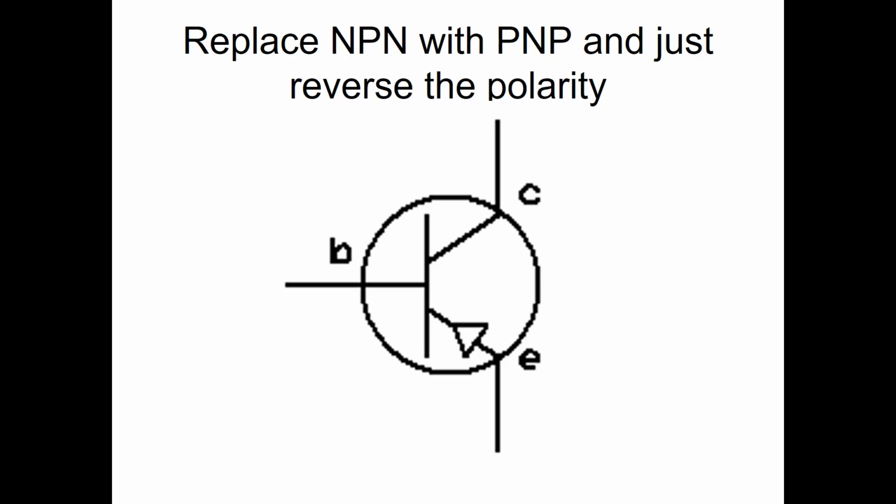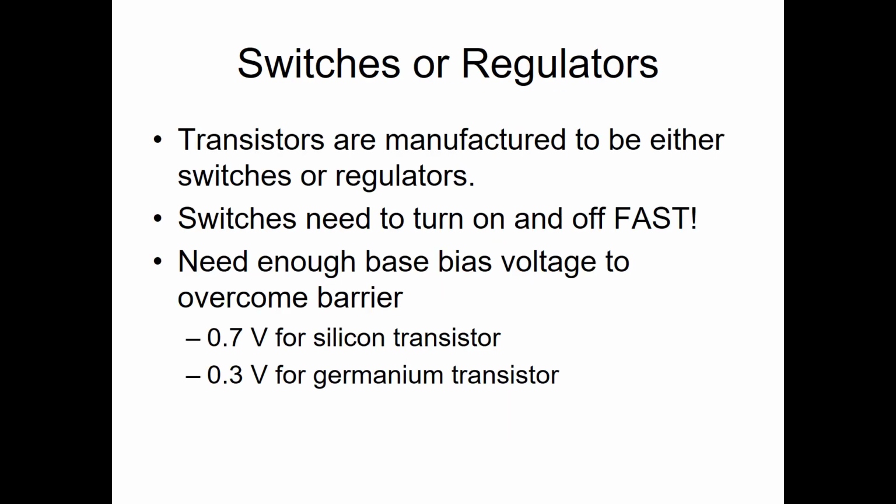But if you reverse the polarity, say make the emitter positive and the collector and base negative, then current will flow from the emitter to the base and the emitter to the collector. Now that's actually the direction that electrons are moving, but when we're using conventional flow, we would think of it as flowing backwards. So transistors are manufactured to be either switches or regulators typically.